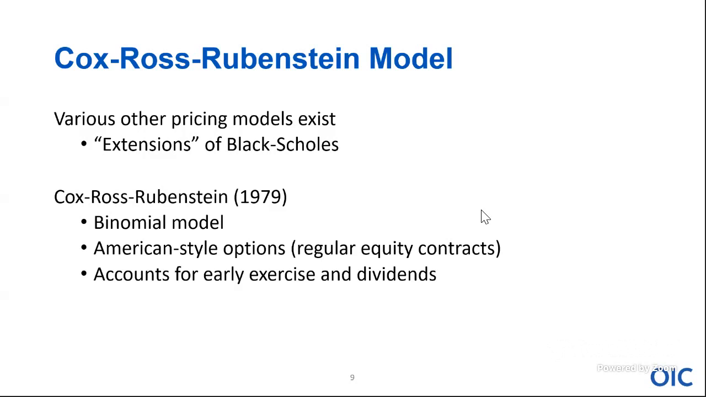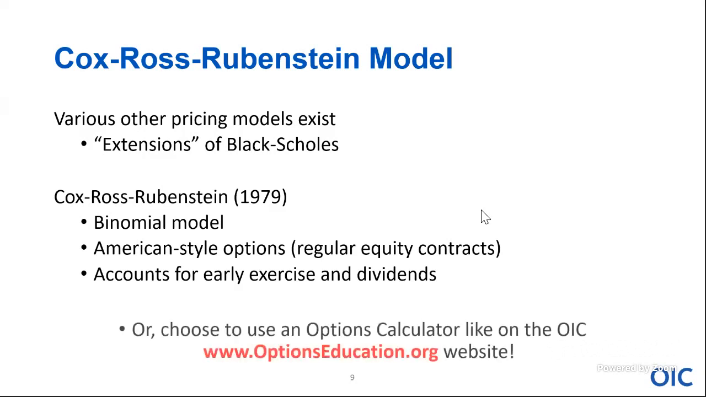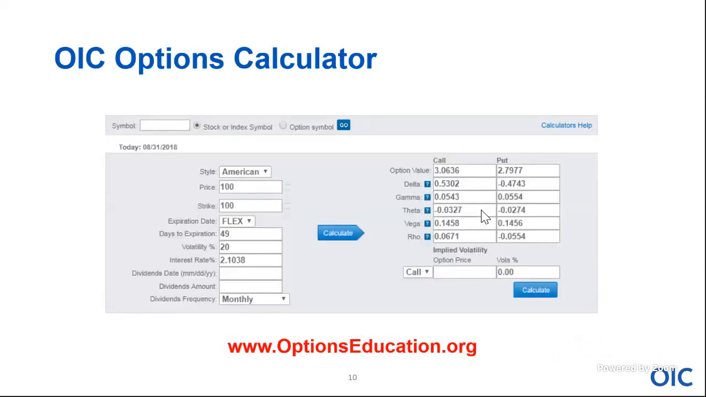So Cox-Ross-Rubinstein is used largely for American style options, and you can use calculators. Certainly, walking through the math is not something investors generally do. You can use calculators that are offered in a number of places, including our website at optionseducation.org. And we have one that's very similar to others.